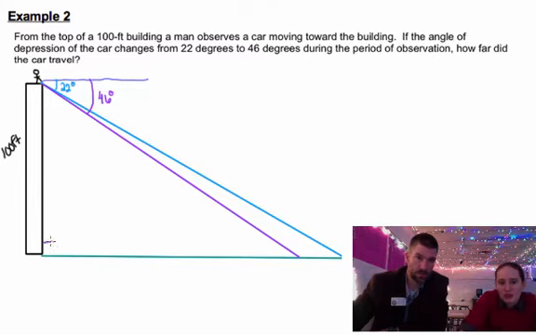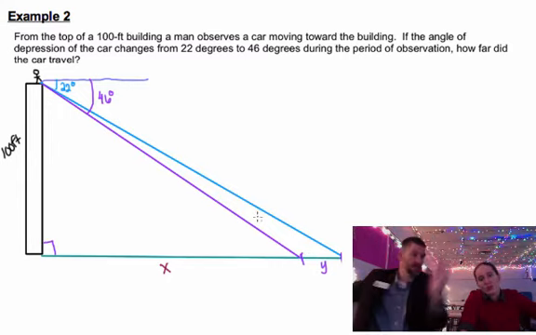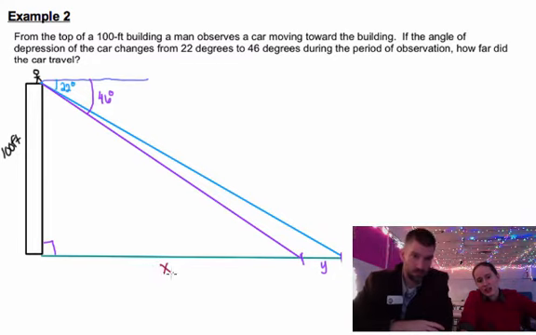So what we've got is 2 different triangles here. It wants us to figure out how far the car traveled, which is this right here. I'm going to call it Y. It started over here on the right and it ended right here on the left. So we're using 2 things. Since this is a right triangle, we can figure out what this x is. And we can figure out what x plus y is using a different right triangle, and then come up with what y is.